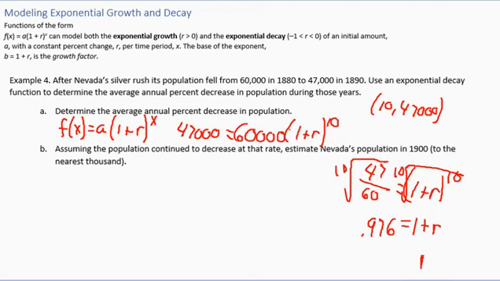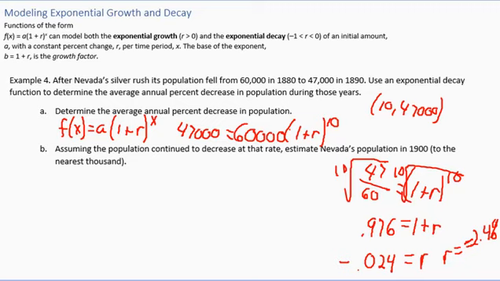Subtracting 1 from both sides gives us r is negative 0.024, which is a percentage, so we can say r is negative 2.4%. So this should be a negative here. Negative 2.4%, and a negative percentage means there was a decrease. Assuming the population continued to decrease at that rate, estimate Nevada's population in 1900 to the nearest 1,000.